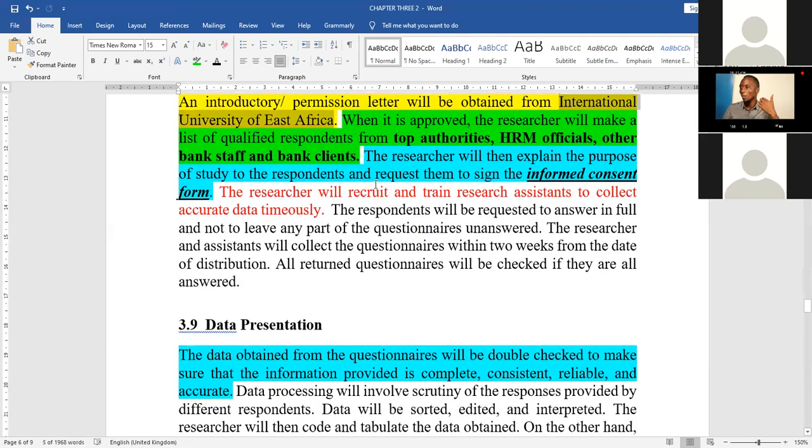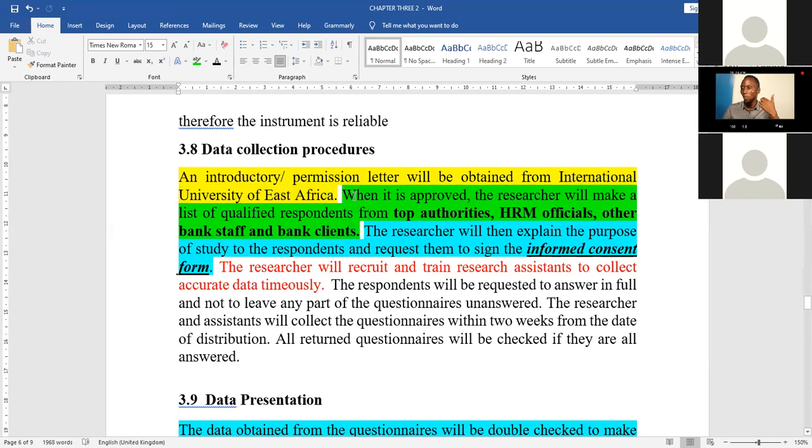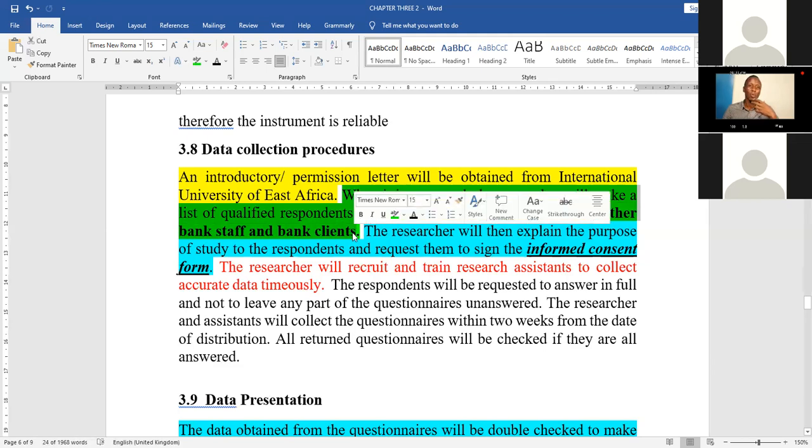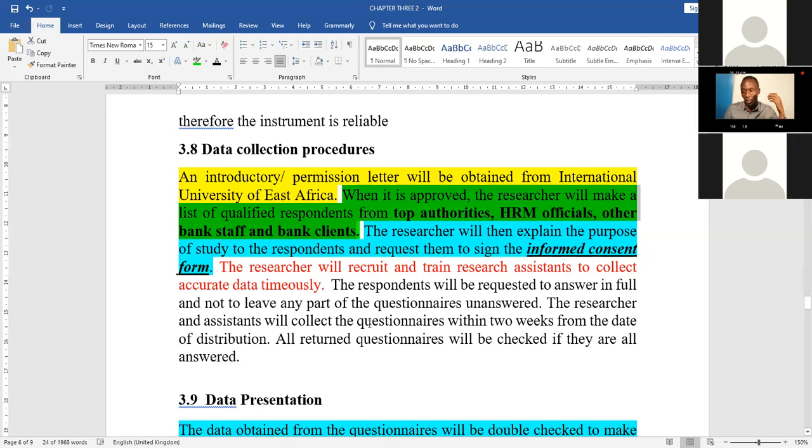And then after that, you're supposed to go ahead and say, when it is approved, the researcher will make a list of qualified respondents from top authorities, human resource officials, other bank staff, and the bank clients. Now, these are the respondents that you are supposed to engage in your research. So you have to make a list of the people that you are going to engage in your research.